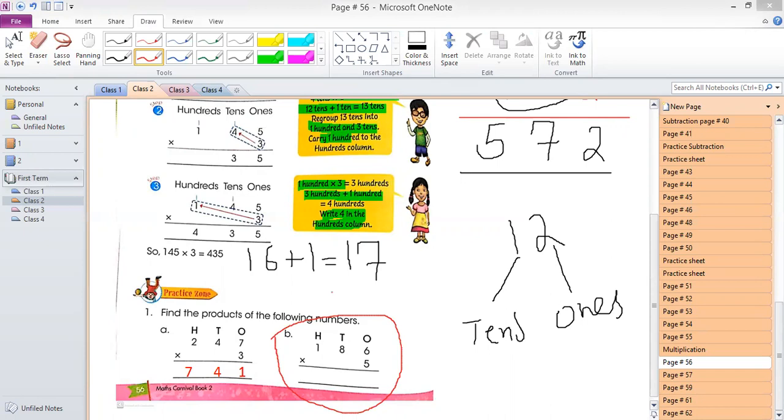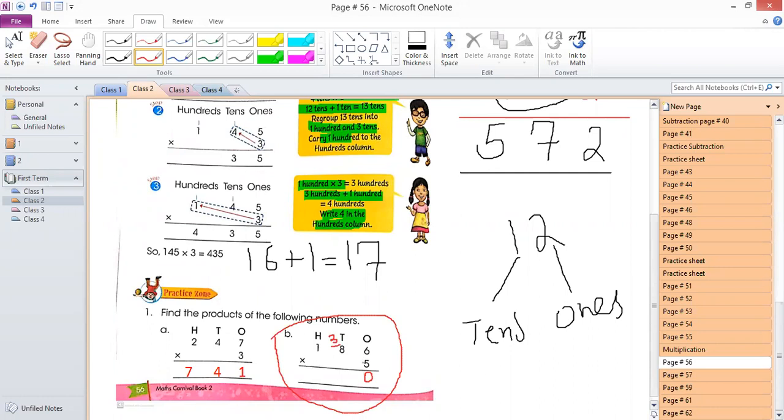5 multiplied by 6 equals? 5 multiplied by 6 equals 30. Okay. But put the 3 in the tens. Put the 3 here, find 8 down here, and put 0 down here. Okay, all right. 8 plus 3 plus 8... No.